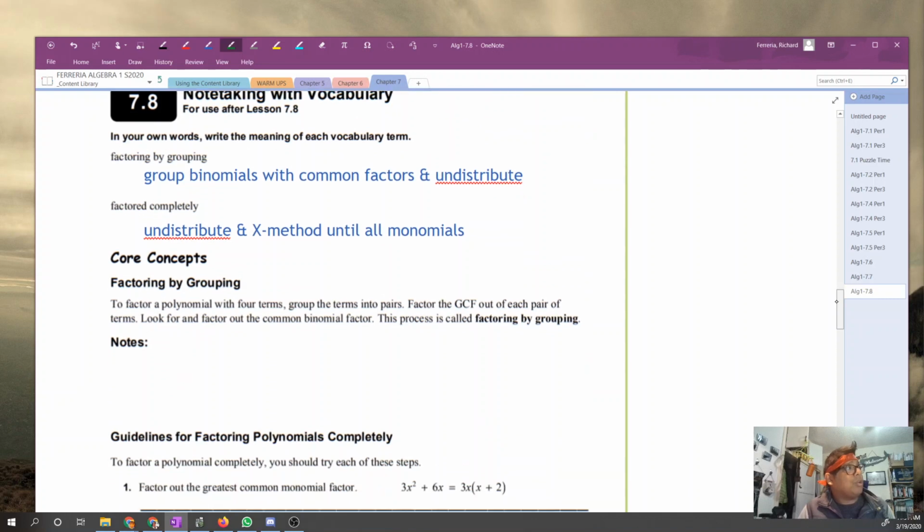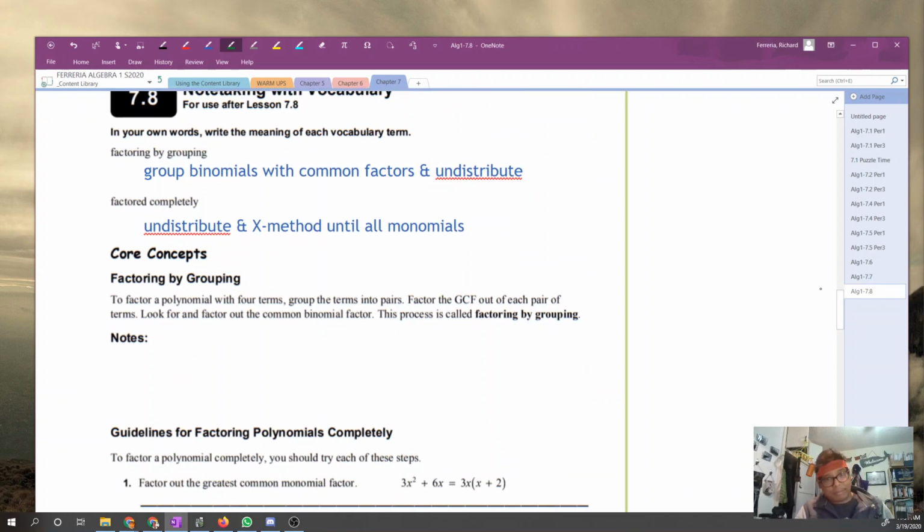Okay, here's a new one. Factor by grouping. This is when we group the binomials with common factors. Sometimes we're going to group trinomials with common factors, and then we're going to undistribute from there. After we undistribute, there's actually another undistributing step. We'll take a look at that when we get there, but we're undistributing an entire binomial instead of undistributing a monomial.